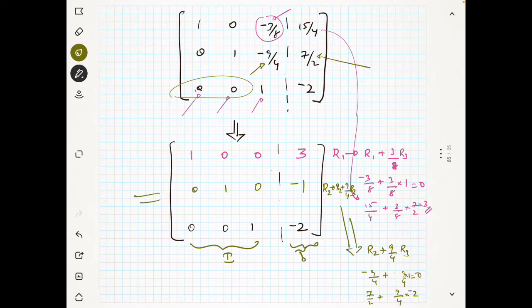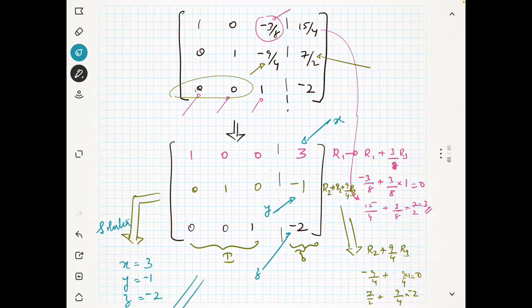So from this I can write my solutions. X is equal to 3. You see, this is my x, this is my y, and this is my z. So my y is equal to minus 1 and my z is equal to -2. So that is the solution. So this is the answer. Okay. So I hope this problem is clear to you, and that is nothing but the Gauss-Jordan method.